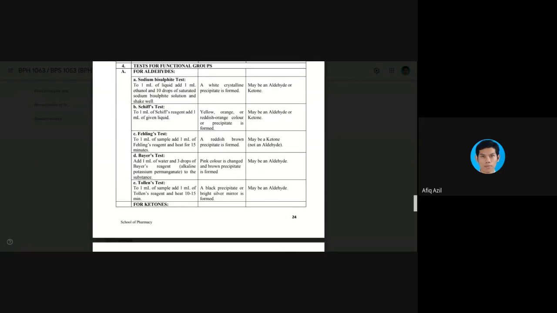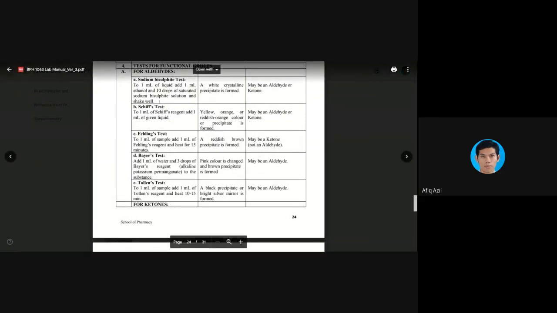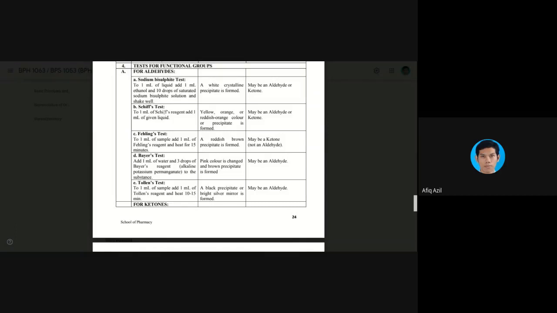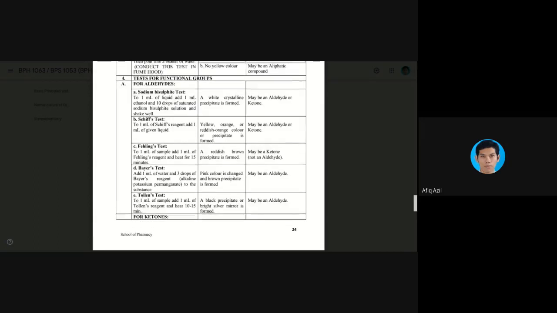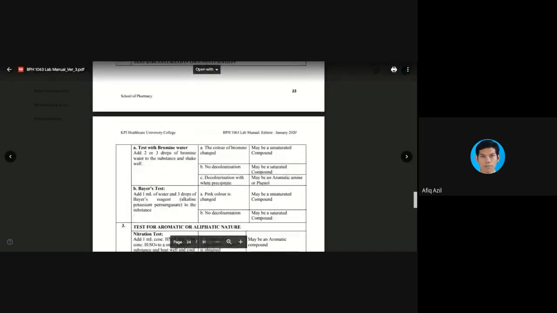For aldehyde, you can do the sodium bisulfite test, and then the Schiff test, the Fehling test, the Baeyer test, and also the Tollens test. Actually, the Baeyer test is the same as what you have done in the saturation test. You might use the same observation here, because the pink color is changed and a brown precipitate is formed. It has some additional observation, which is the brown precipitate. So it could be an aldehyde.